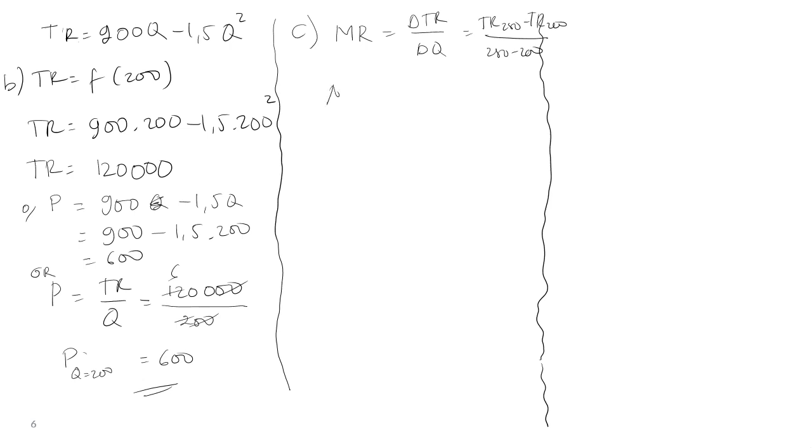Now we have TR at 200, but not at 250. So we have to find the TR at 250 first. So 900 times 250 minus 1.5 times 250 squared.